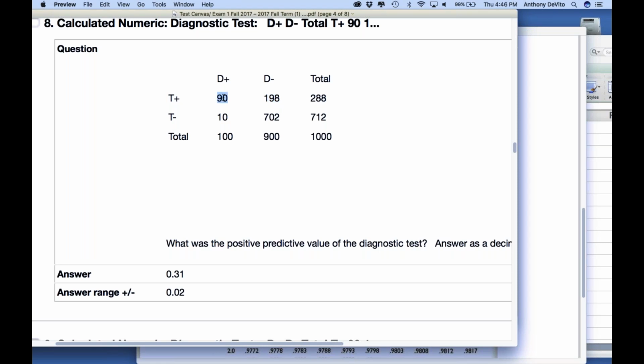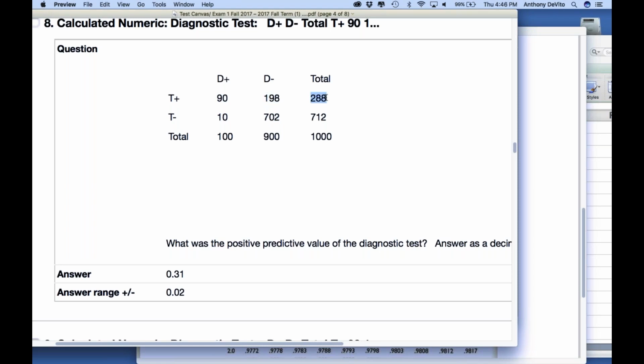This is a true positive up here, right? They have the disease, they tested positive. This is a true negative. They don't have the disease, they test negative. This is a false negative. They tested negative, but they have the disease. And this is a false positive.